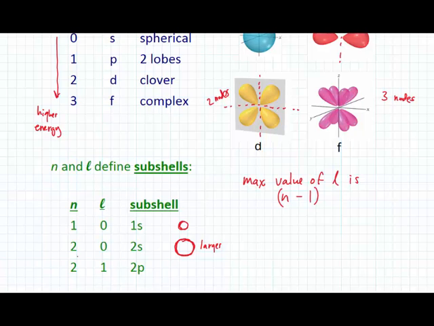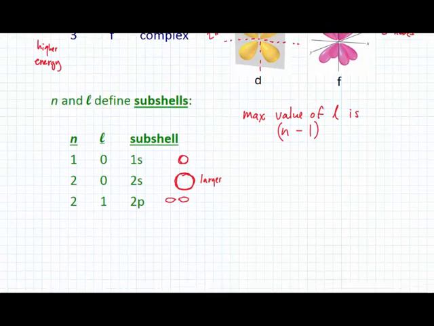The difference here in n equals 2 is that now we could also have l equals 1. That's 2p, and we'll talk in a second about how many there are, but those are dual lobed, so a different shape.